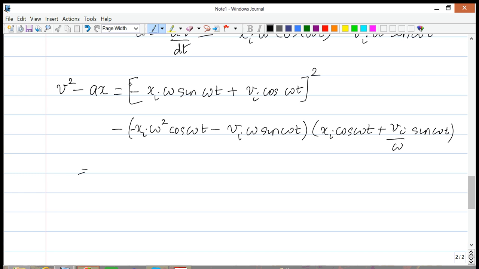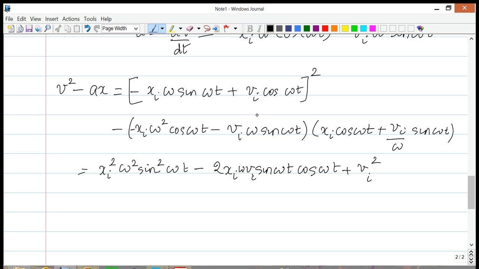The first term is basically a minus b the whole square, so this is going to end up being xi square omega square sine squared omega t, minus 2 xi omega sine omega t cosine omega t, and there's also a vi term here, so let's squeeze in a vi, so it will be xi omega vi, plus vi squared cosine squared omega t. So that's the square of the first term.